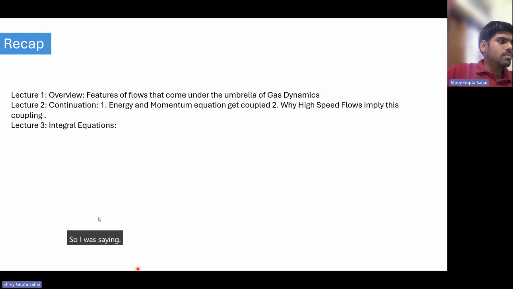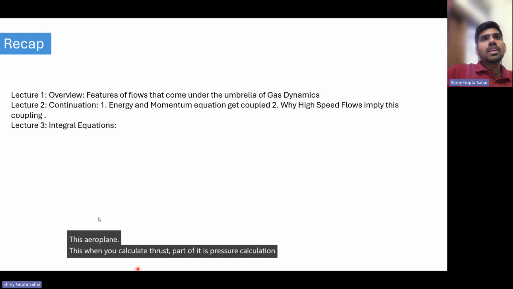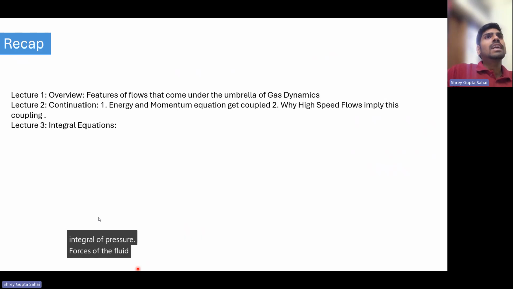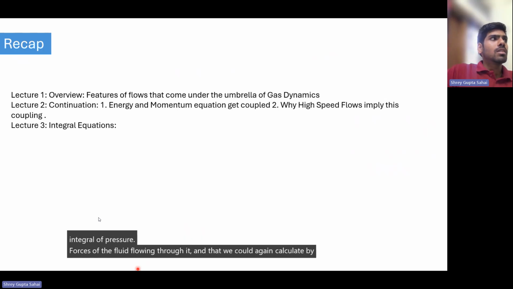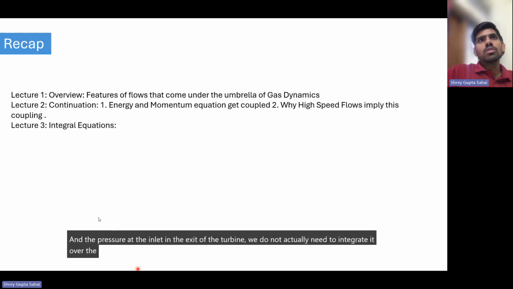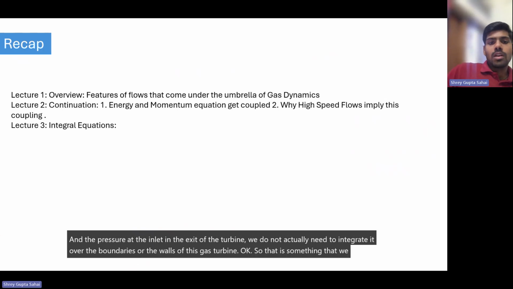So when you calculate thrust, part of it is the pressure calculation, and the other part is the integral of pressure forces of the fluid flowing through it, and that we could calculate by just measuring the velocity and the pressure at the inlet and the exit of the turbine. We don't actually need to integrate over the boundaries or walls of this gas turbine. So that is something we saw, and we roughly witnessed their power.